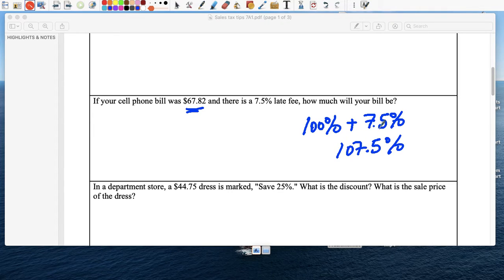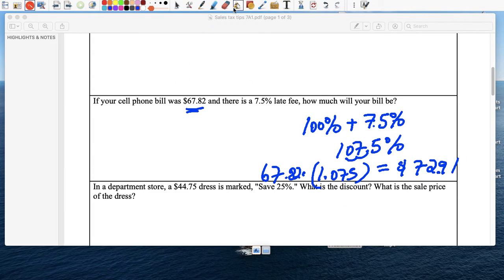Right? So in order to do my calculations, I'm going to move the decimal 2 to the left. So I'm going to get 1.075, and I'm going to multiply that by 67.82. And that's going to give me 1.075 times 67.82. So what I end up paying at the cashier is $72.91 rounded.